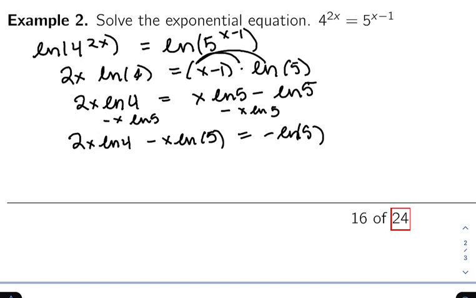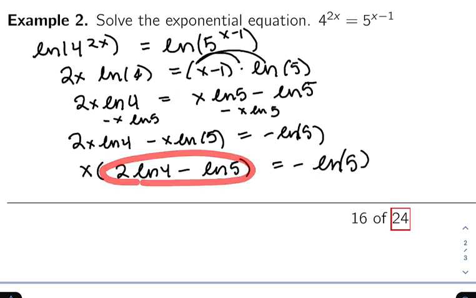Now, you might be tempted to divide everything by 2 ln of 4 to get this x by itself, or maybe divide everything by ln of 5 to get this x by itself. But since I need to divide by different things to get each x by itself, that's not going to work. Instead, what I need to do is factor the x out. When I do that, it's going to look like 2 ln of 4 minus ln of 5 all times x is equal to negative ln of 5.